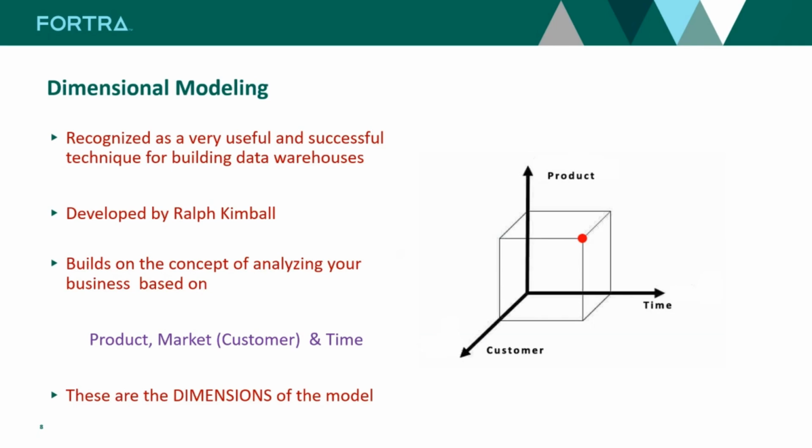The concept of dimensional modeling is based around these three fundamentals: product, market, and time. The concept was originally developed in the early 2000s by Ralph Kimball, who has written many books on the subject. The simplest way to visualize a dimensional model is to imagine it as a cube or a three-dimensional spreadsheet, where product, market, and time are the dimensions represented on the three axes. Market is usually synonymous with customer, and as such, I've used the term customer in these slides instead of market.